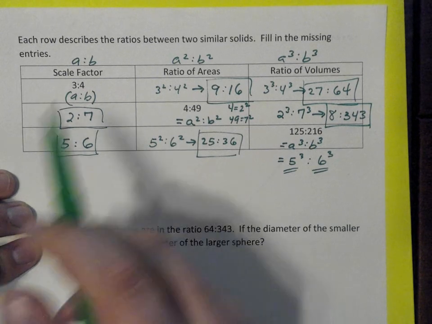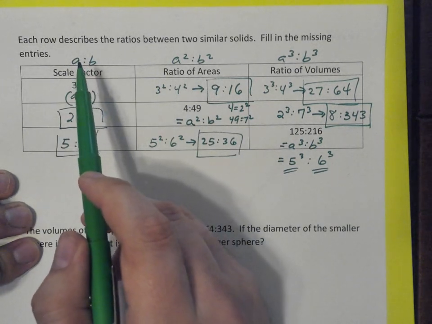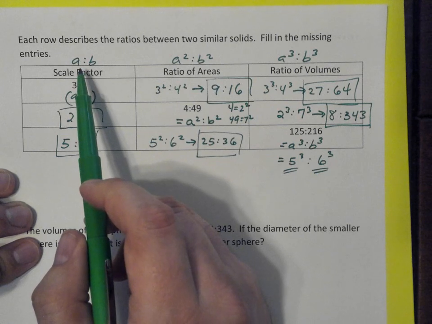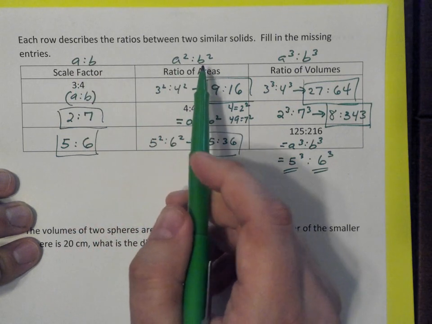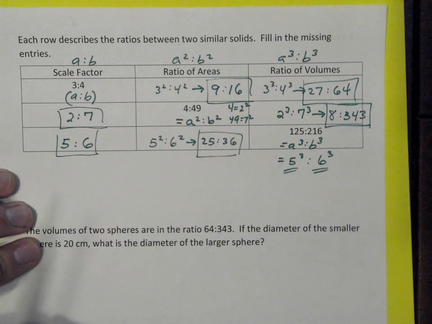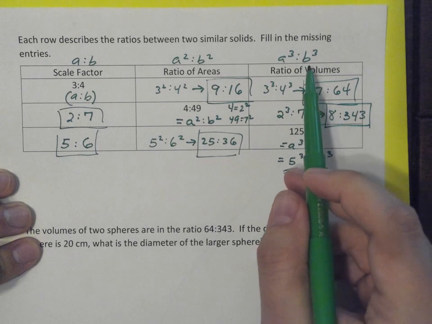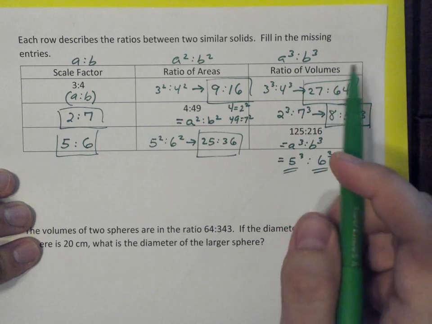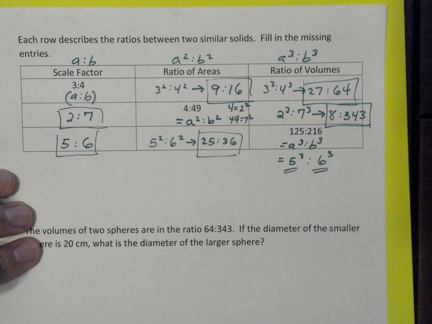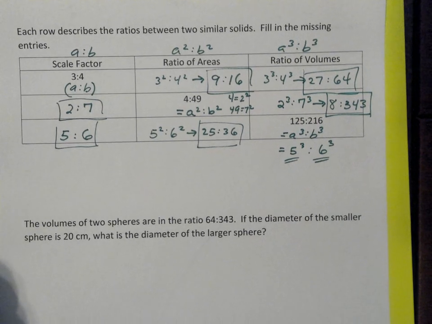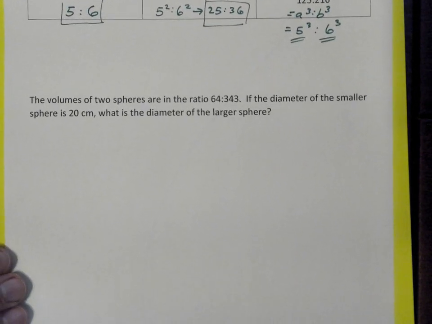Again, it's all about knowing these relationships, that the scale factor, the ratio between corresponding lengths is A to B, corresponding areas is A squared to B squared, corresponding volumes, or just the volumes overall, is A cubed to B cubed. So, knowing that, it's a matter of essentially just playing with the numbers to make this work. Now, let's take a look at this next example right here.